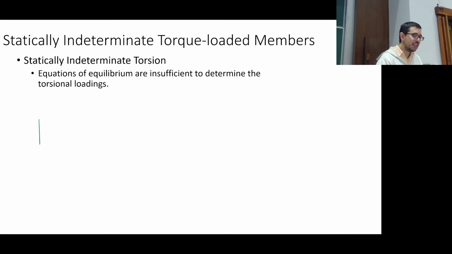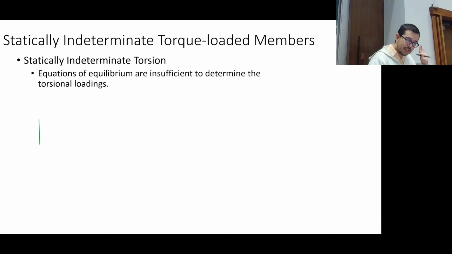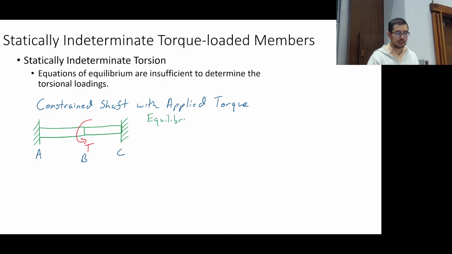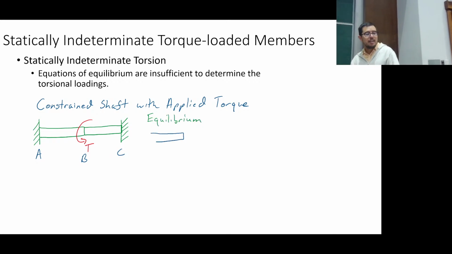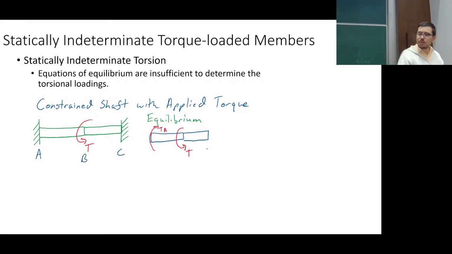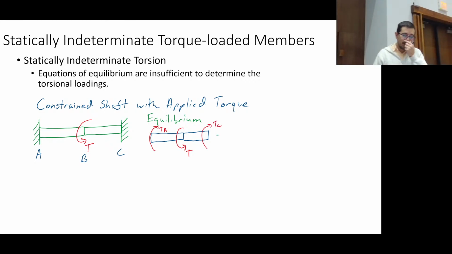Okay, so statically indeterminate torsion. Equations of equilibrium are insufficient to determine the torsional loadings. Okay. So what does this look like? It looks like something like this, okay? And we already did this when we talked about it, right? We said, hey, this is like two springs in parallel, right? Okay.